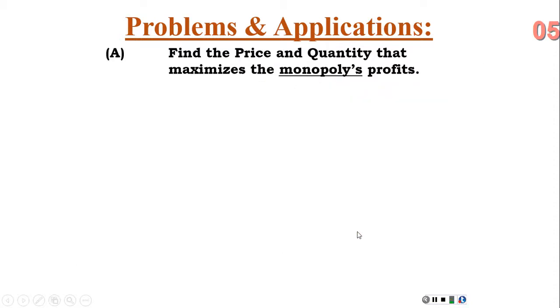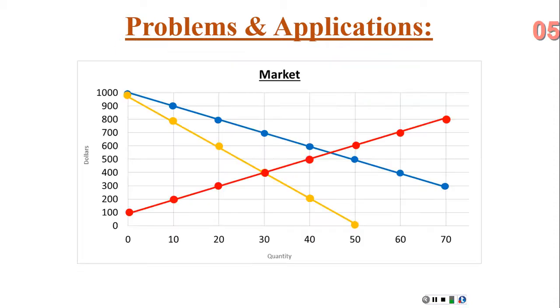Now, we want to find the price and quantity that maximizes the monopolist's profits. Let's go back to the graph. Where would it be? Well, again, they're going to set marginal revenue equal to marginal cost, which is where this red line intersects the yellow line. At this quantity, it looks like 30. That quantity would maximize our monopolist's profits, and then of course they would take the price up to the demand curve, which looks like 700. Graphically, that's easy to find.